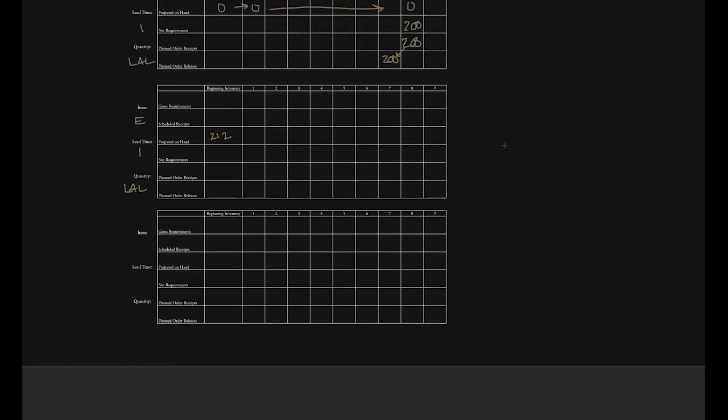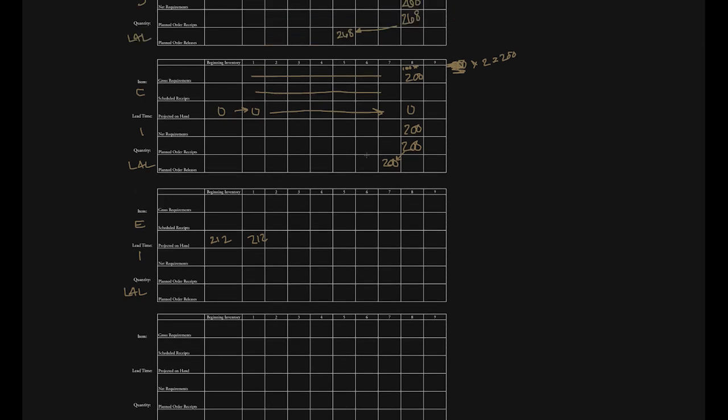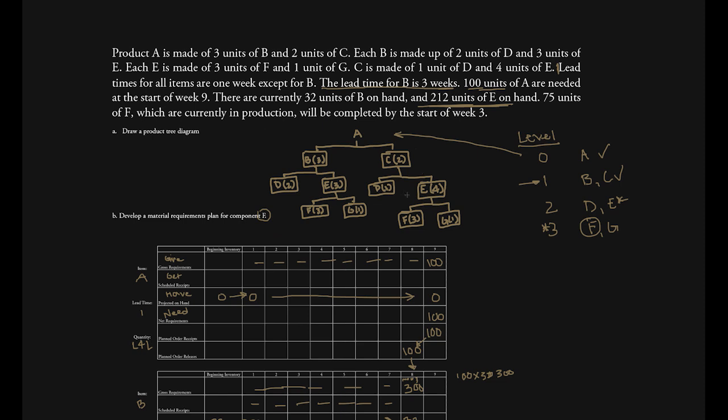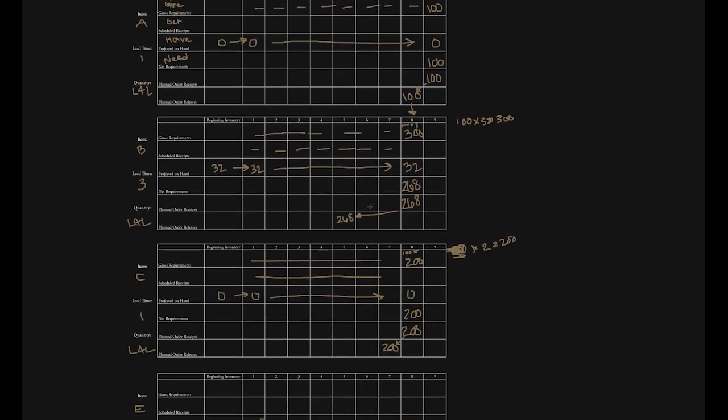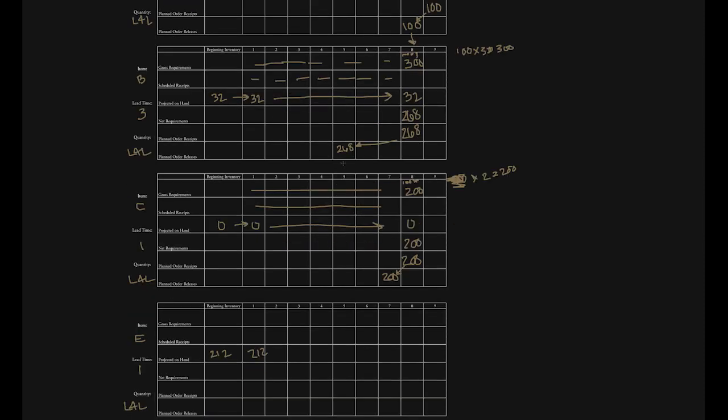So we're going to bring that into period 1. And we also know this is where things get a little bit trickier too, because now we have E as a part of C and we have E as a part of B. So we've already done the material requirements plan for B and the material requirements plan for C. And we're going to notice and drop down the order from B in week 5.